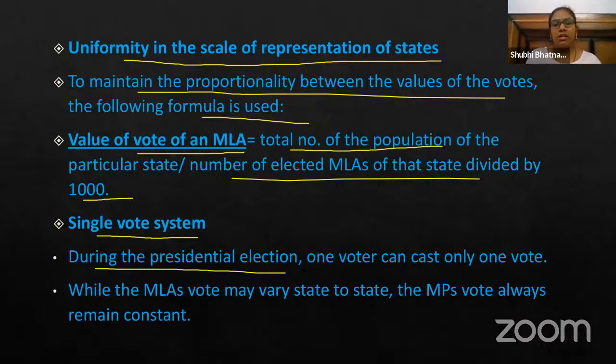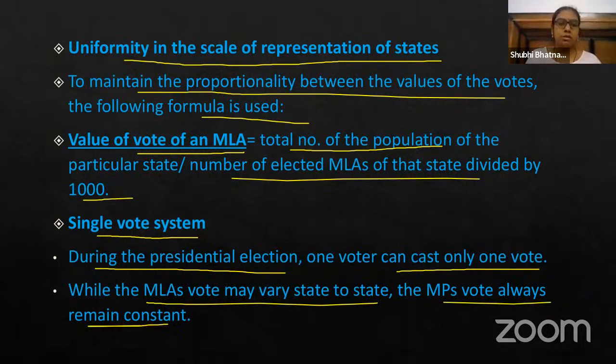Now, single vote system. During the presidential election, one voter can cast only one vote. Single vote system means one person will give only one vote, not more than one. While the MLA's vote value may vary from state to state, the MP's vote value always remains constant. So the MLAs' votes vary according to the population of the state and the number of MLAs, and the MPs' votes always remain constant.